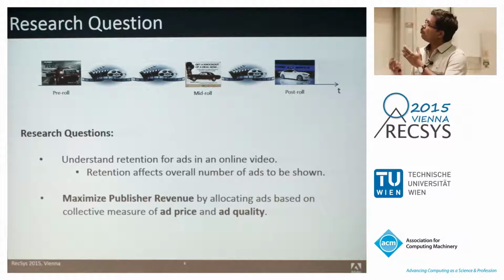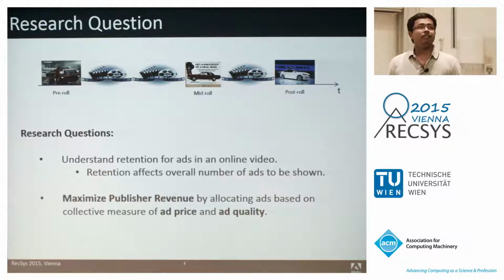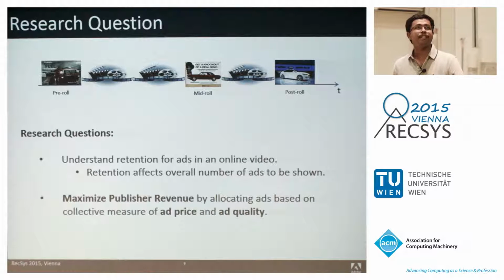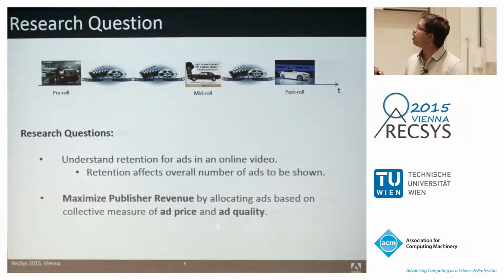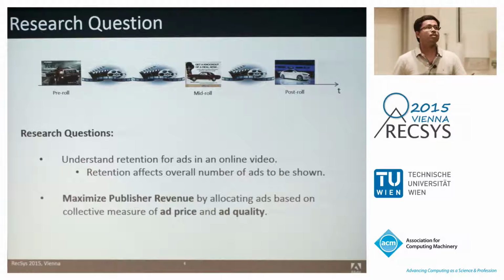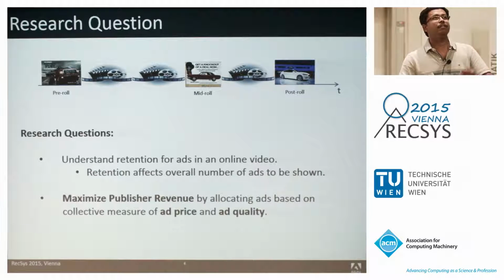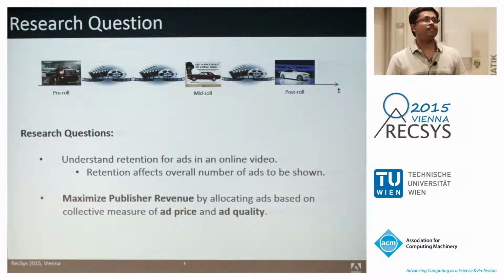So we wanted to come up with an algorithm that maximizes the publisher revenue by allocating ads not only based on price, which is the market practice, but also some measure of ad quality. But you should keep in mind that when we are talking about ad quality, we are not really talking about the quality of the ad. We are talking about the retention power of the ad.